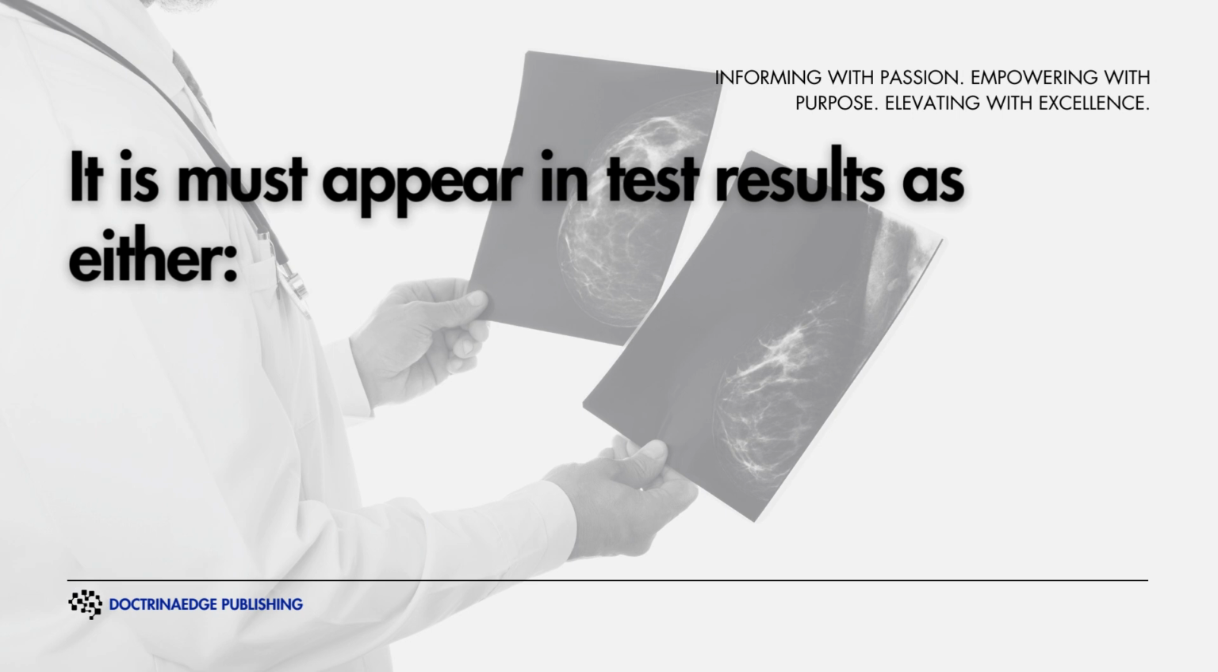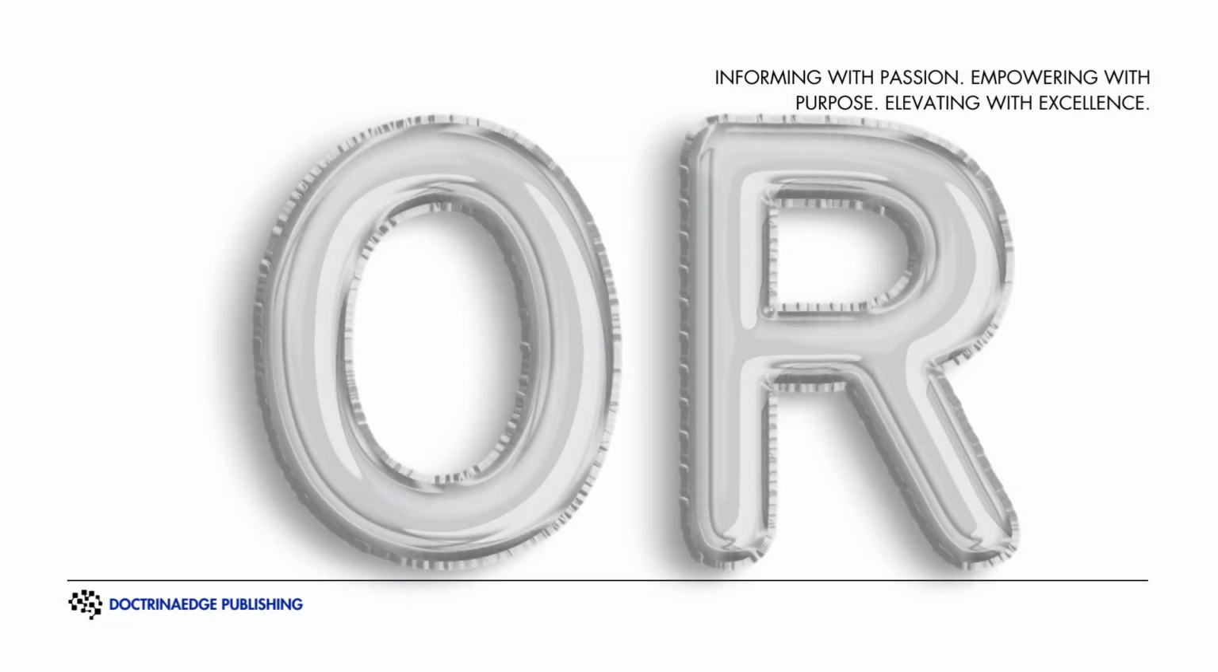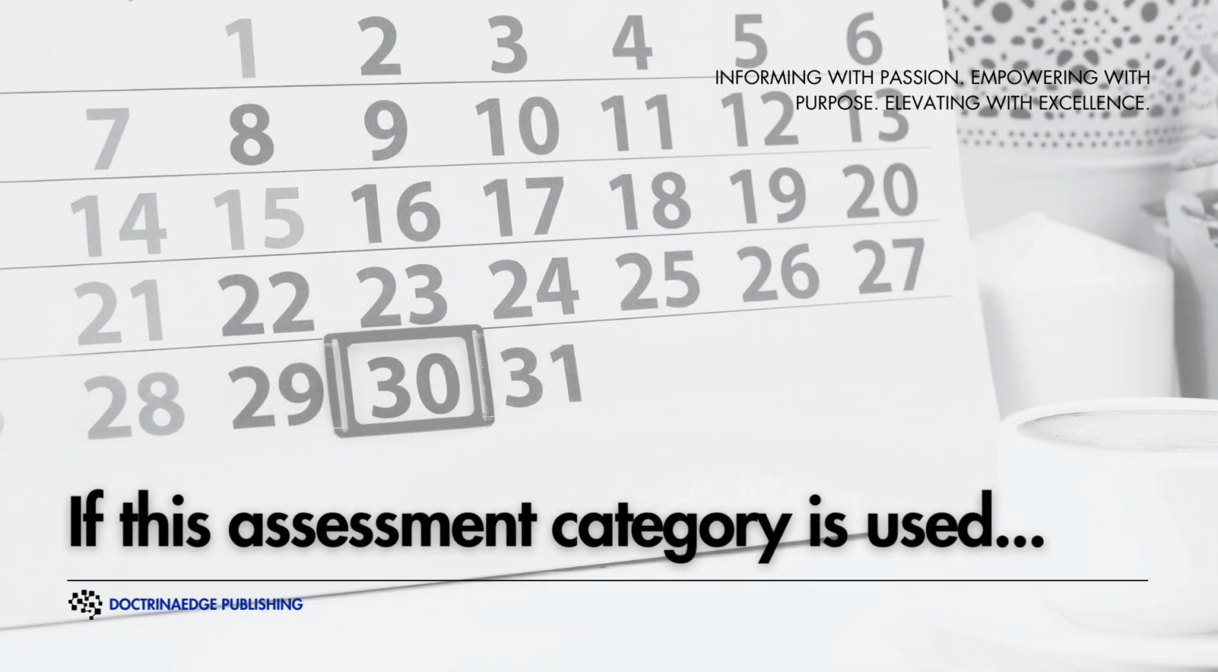The assessment must appear in the test results report as either incomplete, need additional imaging evaluation, which is reserved for examinations where additional imaging needs to be performed before an assessment category identified in paragraph C, subparagraph 1, subparagraph 4, items A through G of this section needs to be given, or incomplete, need prior mammograms for comparison, which is reserved for examinations where comparison with prior mammograms should be performed before an assessment category identified in paragraph C, subparagraph 1, subparagraph 4, items A through G of this section can be given. If this assessment category is used, a follow-up report with an assessment category identified in paragraph C, subparagraph 1, subparagraph 4, items A through E of this section must be issued within 30 calendar days of the initial report, whether or not comparison views can be obtained.